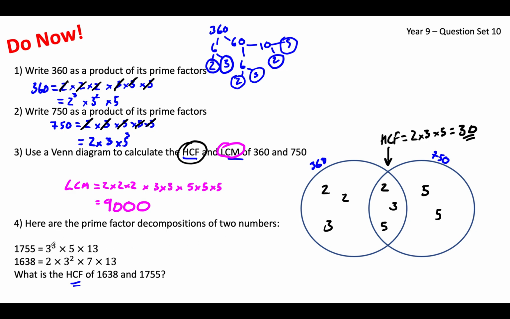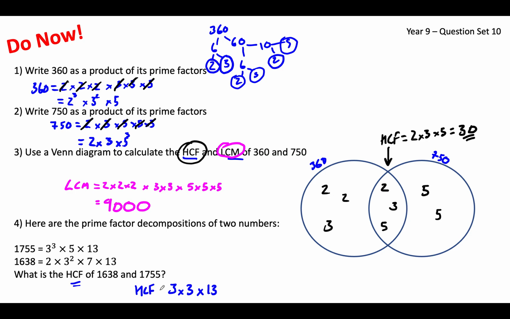Well, this has got 3 cubed and this has got 3 squared. That means this has got 3 3s, this one's got 2 of them. That means they've both got at least 2, so they share those 2. They don't share any 2s, this one's got a 2 but this one doesn't. They don't share 5s, this one has a 5 but this one doesn't. This one has a 7 but the top one doesn't. But they both have a 13, so we shall times those 2 3s by a 13 as well.